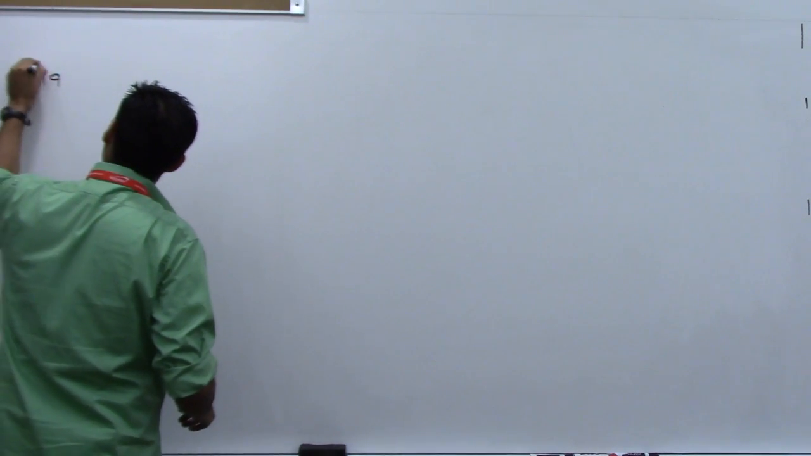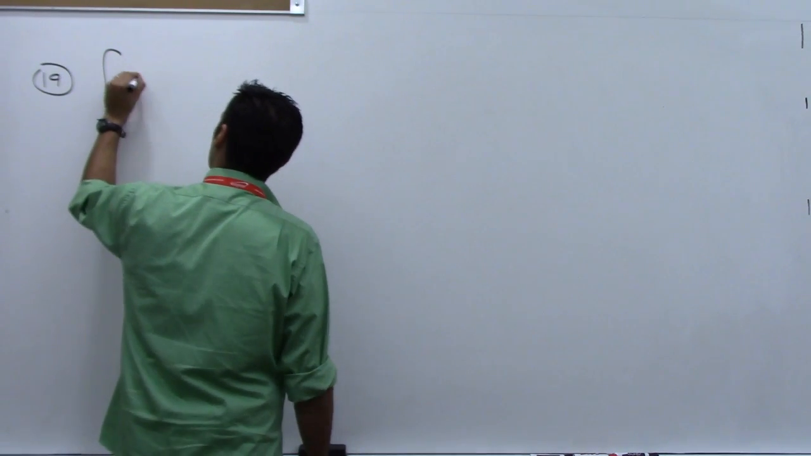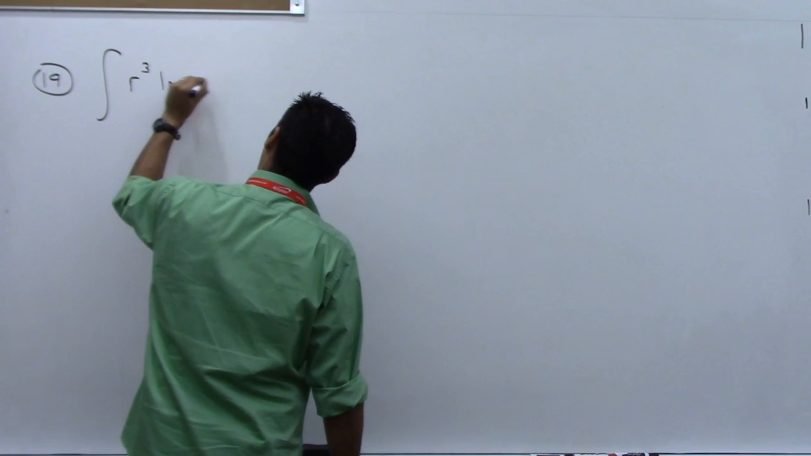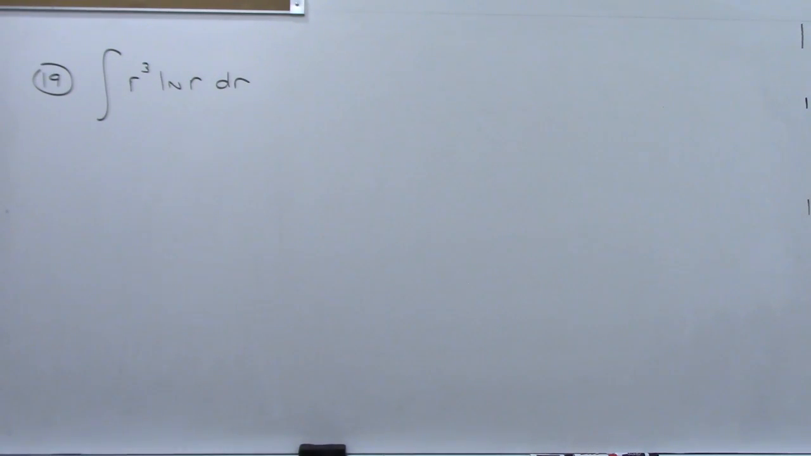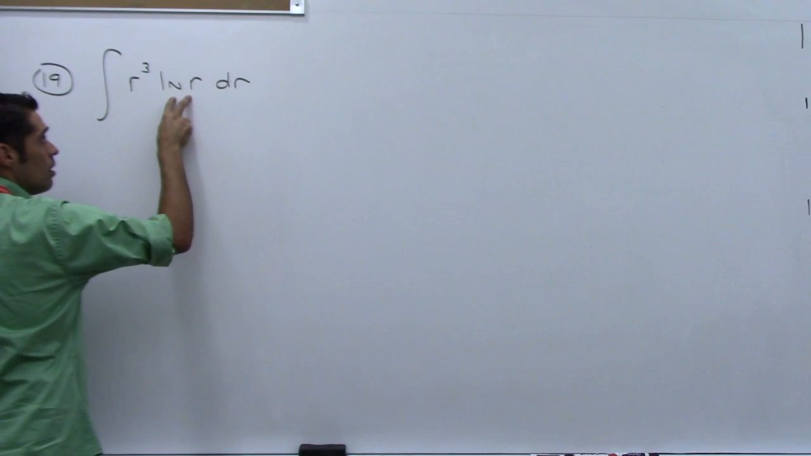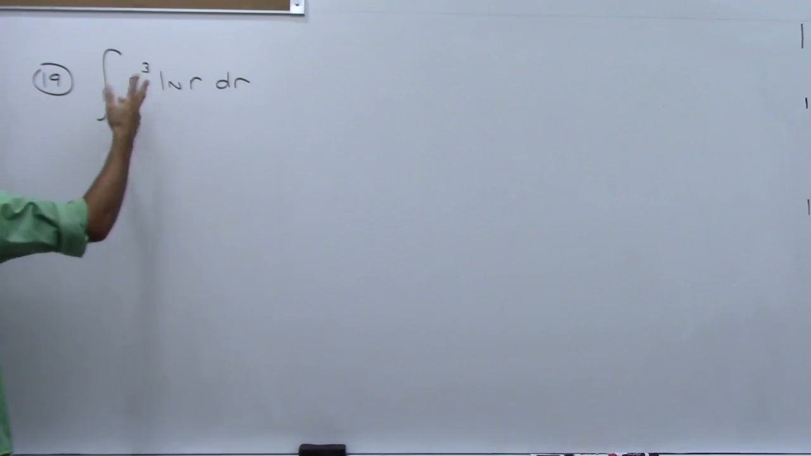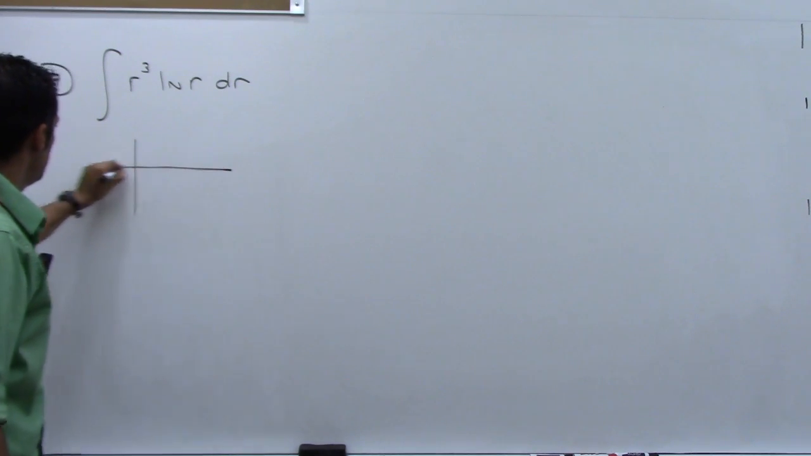19, integral r cubed natural log r dr. You're doing on time there, 40 minutes. All right, so we did one very, very similar to this. It was actually number 10. So we see the natural log r, we know the derivative, that's 1 over r. We can integrate this. It'll just be a power of r, and then those two will go together, and they should become something very nice.